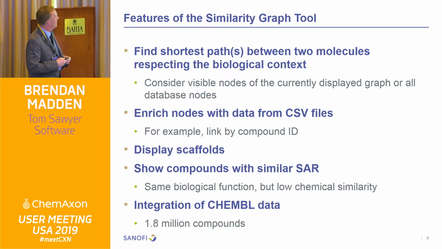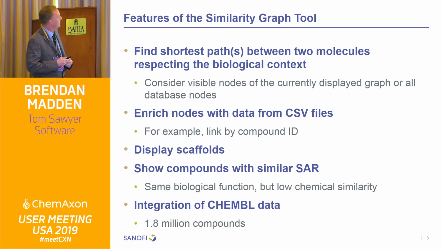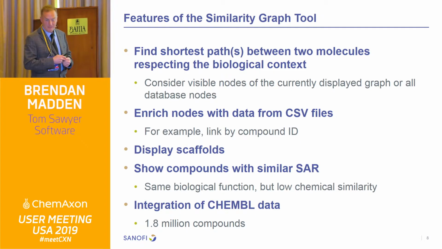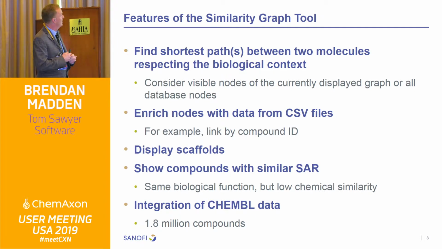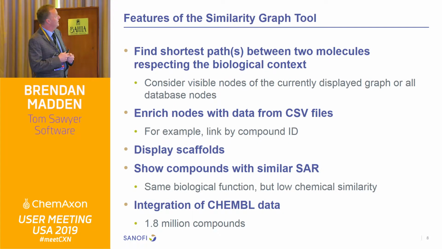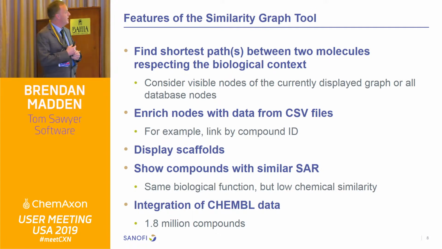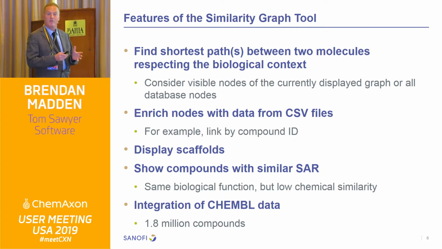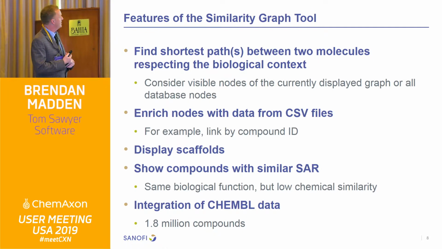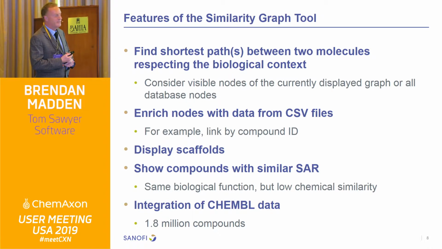Okay. So they want to find the shortest path between two molecules, but respecting the biological context. So consider visible nodes of the currently displayed graph, or go and do it against a database query. They want to enrich nodes. So not only do they have the Neo4j, they also import data from CSV files for other reasons I don't fully understand, but they do export and unify the model, linking by compound ID. They display scaffolds and show compounds with similar SAR.